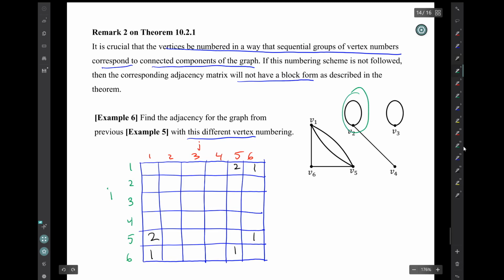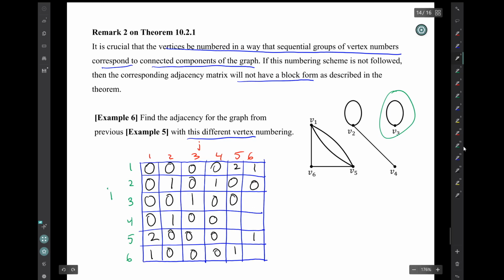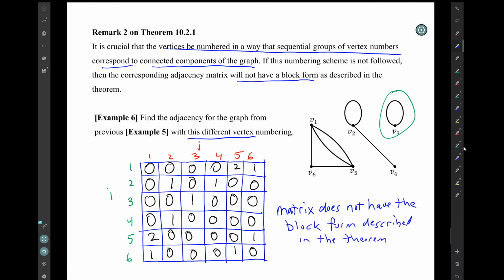There's an edge connecting V2 to itself and an edge connecting V2 to V4. So there should be a 1 here and a 1 here, and also a 1 here. And then finally, there's an edge connecting V3 to itself. That means there should be a 1 here. All the other entries are 0. So this matrix does not have that block form. So it's the same graph, but just a different labeling of the vertices.